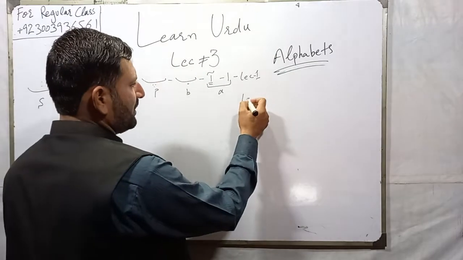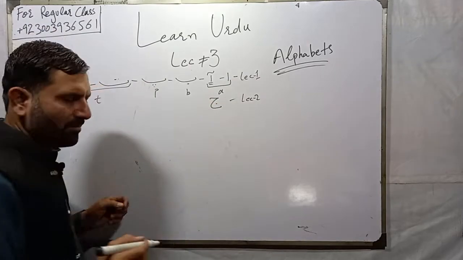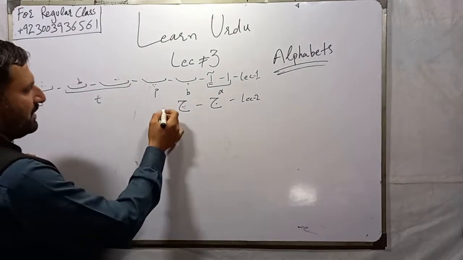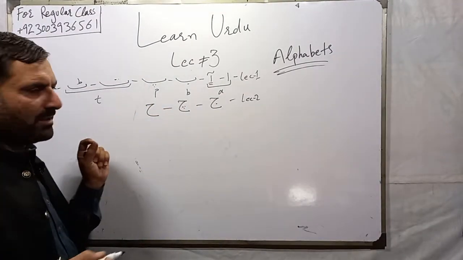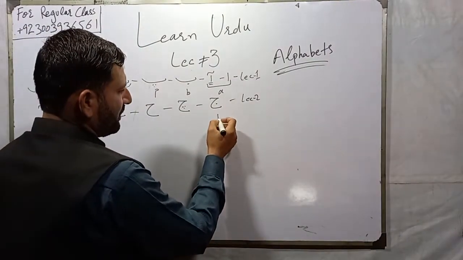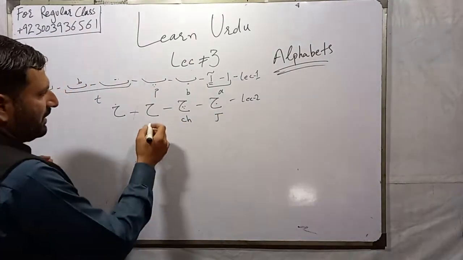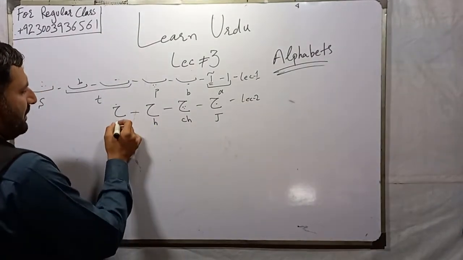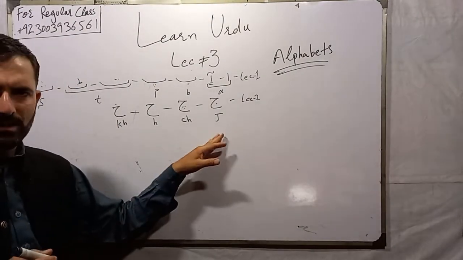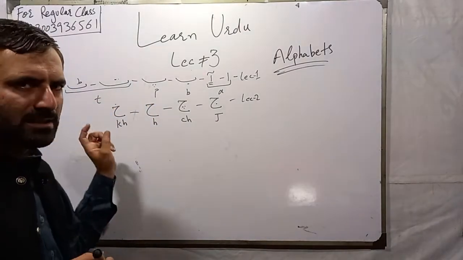In lecture 2, we learned about Jim, which sounds as ja, che sounds as cha, he sounds as ha, and he sounds as ha. In English, we can pronounce it just as J. This is something like CH, and this is like H, and this is like KH. You can pronounce it according to English letters: J, Ja, Jim, Cha, Ha, Ha.